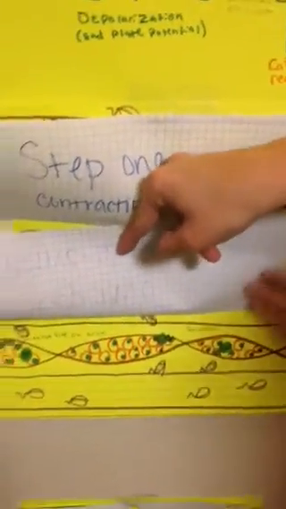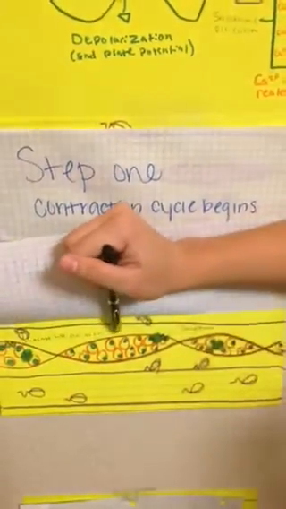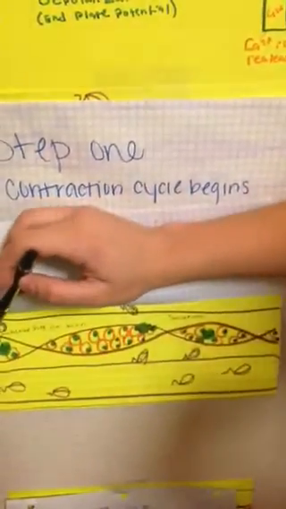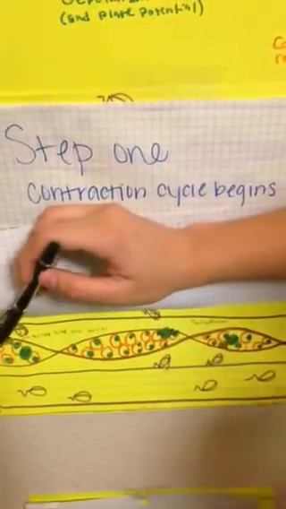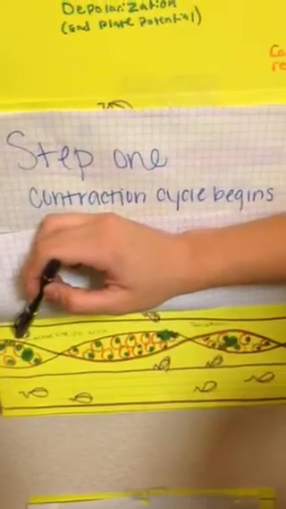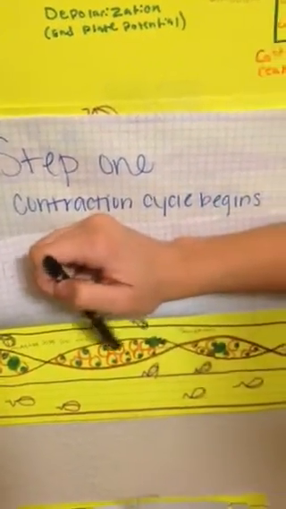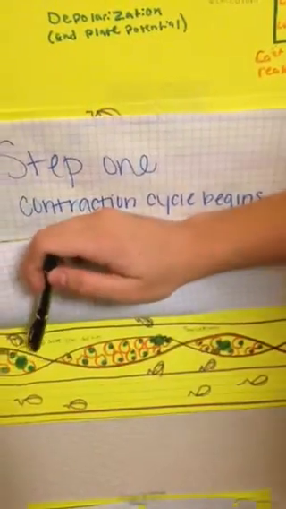In step 2, the calcium ions bind to the actin and create the active site on actin. The calcium also then combines to troponin, which weakens the bind of tropomyosin and troponin.